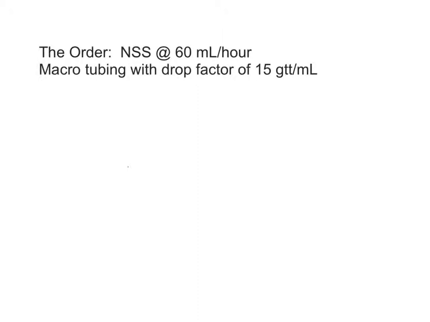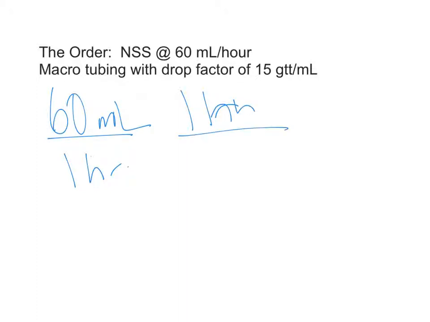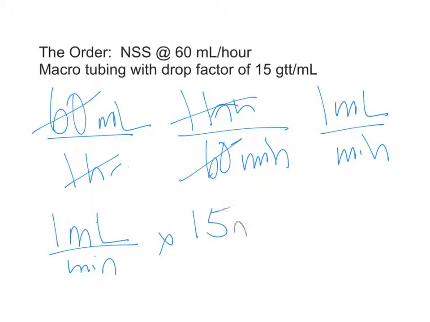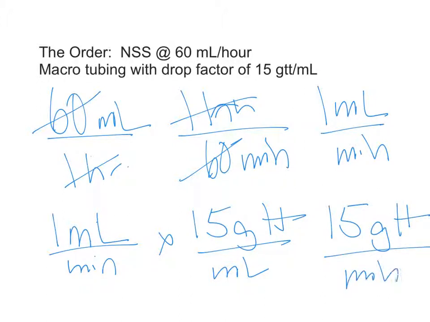So now we have an order for 60 mLs per hour, same tubing, 15 drops per ml. Handwriting's getting a little sloppy here. We have 1 ml per minute. 1 ml per minute with a 15 drop set is 15 drops per minute.